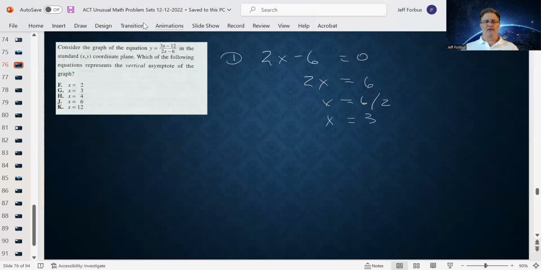Now, when you substitute 3 back into the denominator, you get 2 times 3 minus 6. So 2 times 3 is 6, and 6 minus 6 is 0. We found the number that makes the denominator 0. When you make the denominator 0, you find the vertical asymptote. It's also called undefined as well. Now, with that in mind, let's move on. That's going to be answer choice G.